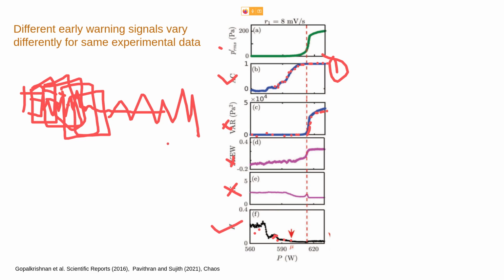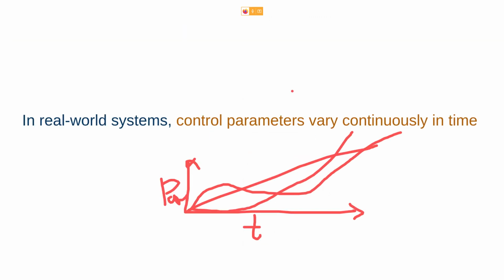Now, what you need to note here is that we are considering the rate dependent transition. The rate considered here is 8 millivolt per second, which means the voltage supplied to the heater mesh is changed at a rate of 8 millivolt per second. When we do this, we see that the system transition happens here, and then we increase the rate further.